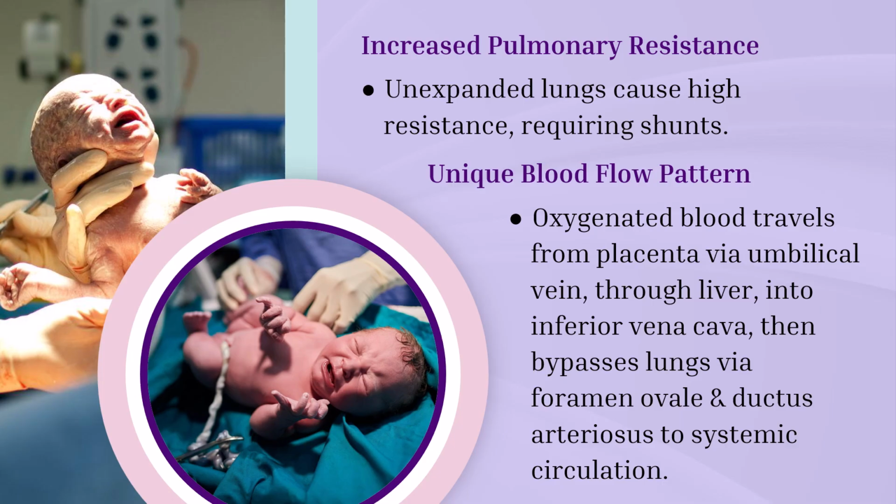Increased pulmonary resistance. Unexpanded lungs cause high resistance, requiring shunts. Unique blood flow pattern. Oxygenated blood travels from the placenta via the umbilical vein through the liver into the inferior vena cava, then bypasses the lungs via the foramen ovale and ductus arteriosus to systemic circulation.